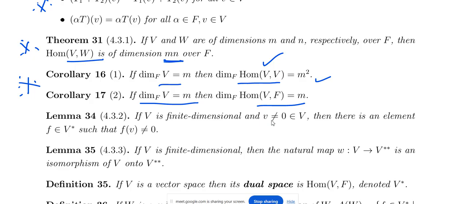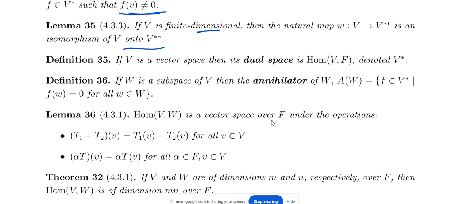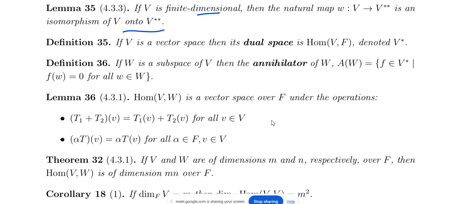If V is finite dimensional and v is a non-zero vector in V, then there is an element f in V star such that f(v) is not equal to 0. And when V is finite dimensional, the natural map omega from V to V double star is an isomorphism of V onto V double star. If V is a vector space, then its dual space is Hom(V, F); V star means Hom(V, F).